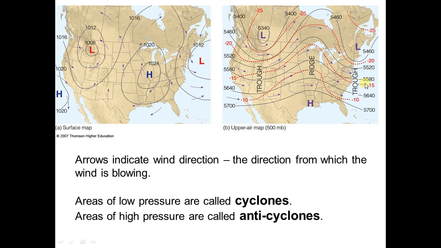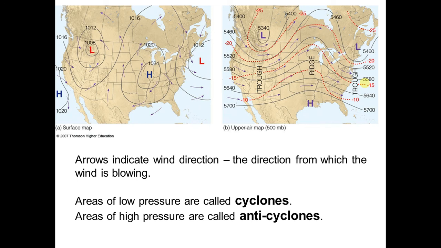So aloft, in higher elevations above the level of friction, right? Friction is significant near the ground, where the air is basically feeling the ground. It's in contact with the ground. But above that, there's no friction, and so the winds blow more parallel to the height contour lines.